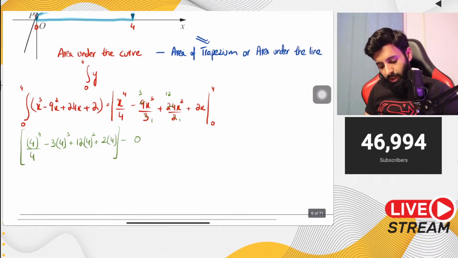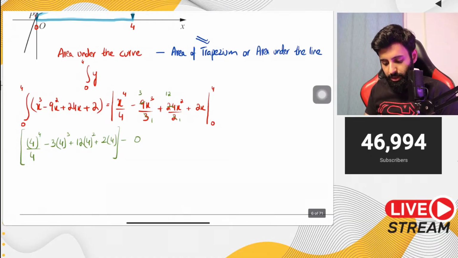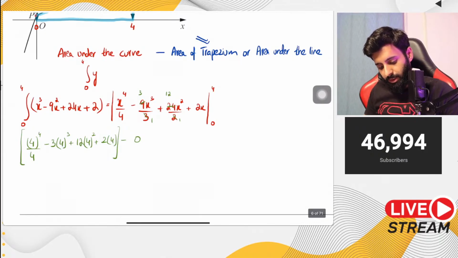Now let's simplify this, and you can use your calculator over here to check your answer. I highly encourage using the calculator here, but remember the objective is to check your answer. So this gives us 24.